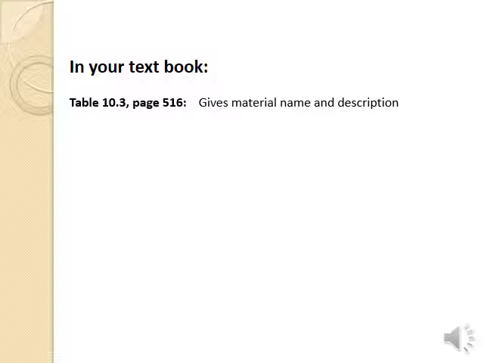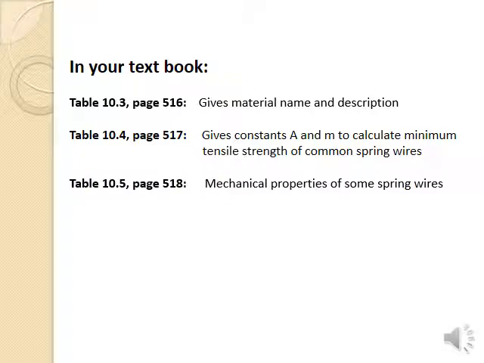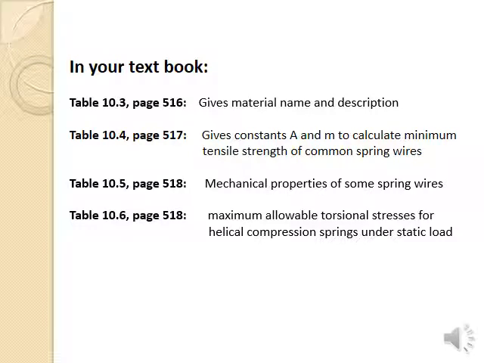That's for the spring. So table 10.3 on page 516 gives materials name and description. Table 10.4 gives constants A and M to calculate minimum tensile strength of common spring wires. Table 10.5 gives you the other mechanical properties like E and G, as well as the cases where you have tension or torsional springs. And the last one provides you the allowable torsional stresses for helical compression springs under static load.